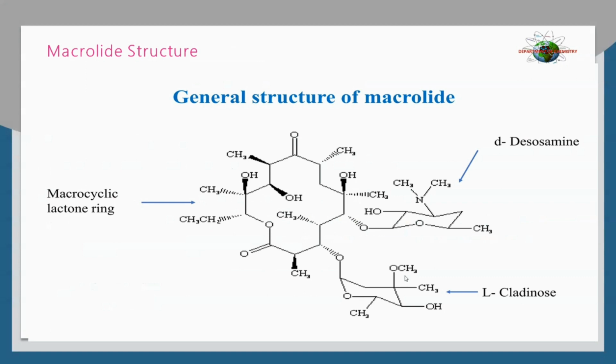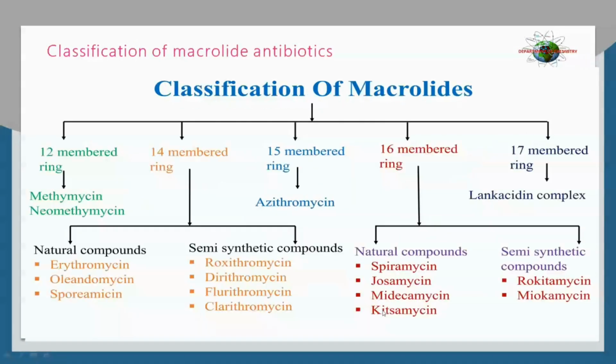So this is the general structure for macrolide. The macrolide has D-desosamine and L-cladinose and a macrocyclic lactone ring. So this is the macrocyclic lactone ring. This is the D-desosamine. This is L-cladinose.